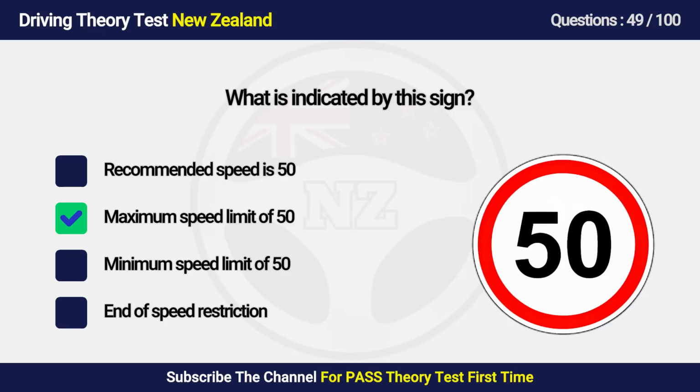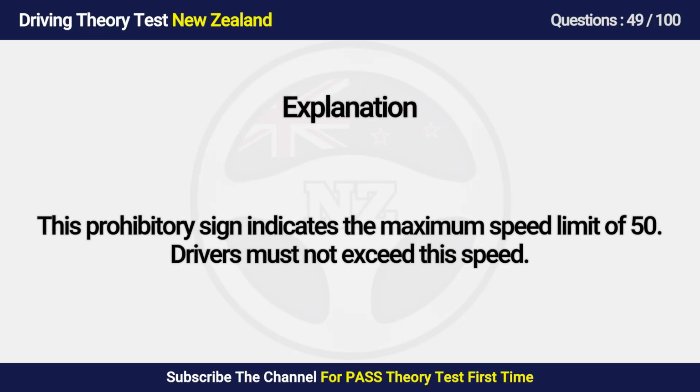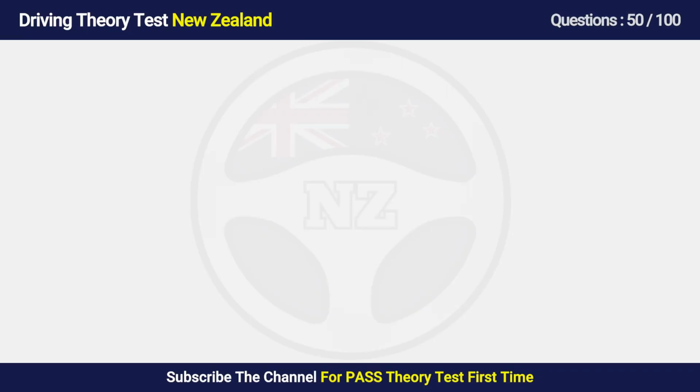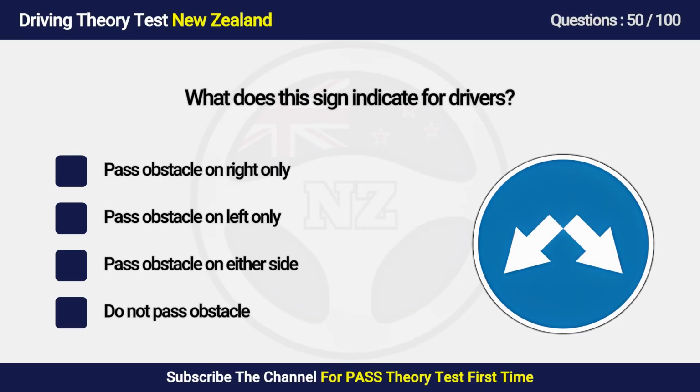Answer is B. Maximum speed limit of 50. This prohibitory sign indicates the maximum speed limit of 50. Drivers must not exceed this speed. Question 50. What does this sign indicate for drivers?